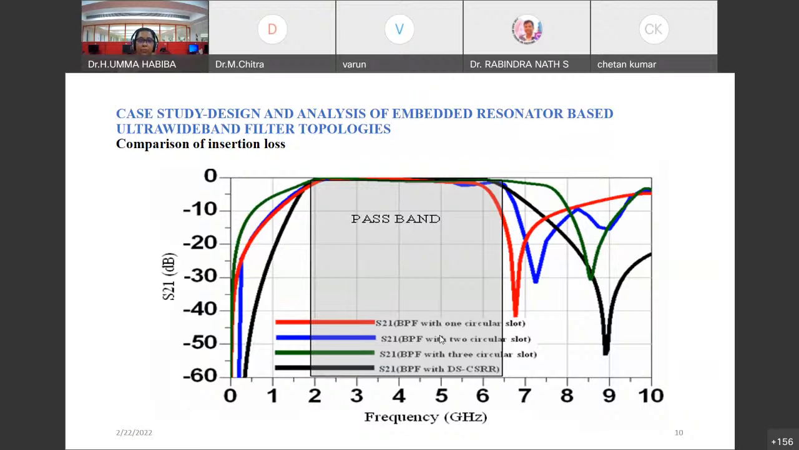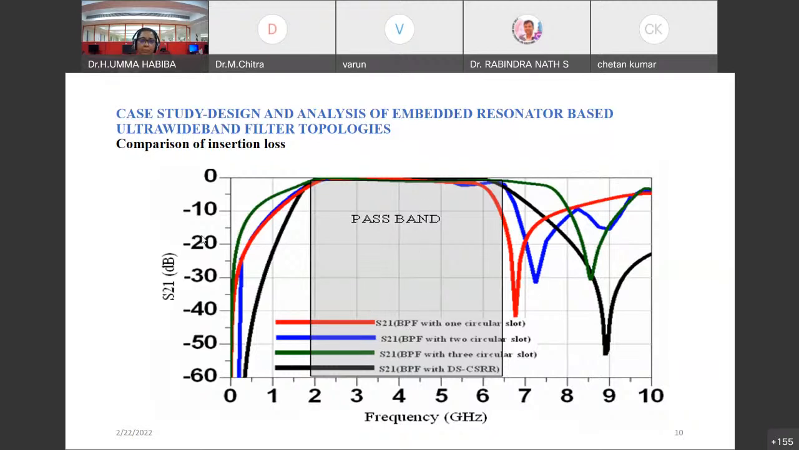Here, from the literature, I have taken different types of bandpass filters by applying technologies like defected ground structure, in the form of one circular slot, two circular slots, three circular slots, or a double-slit complementary split ring resonator. So I have added different types of defected ground structures on the backside of the PCB. A PCB component consists of a top conductor, then the substrate, and the bottom ground. So here, my passive component, the bandpass filter, is in the form of a PCB.